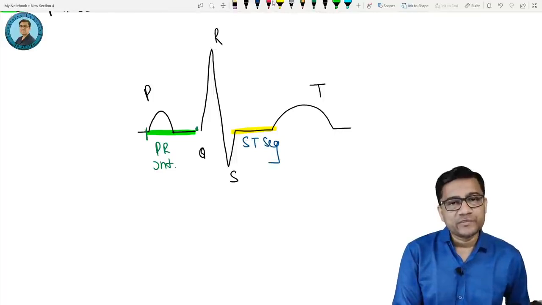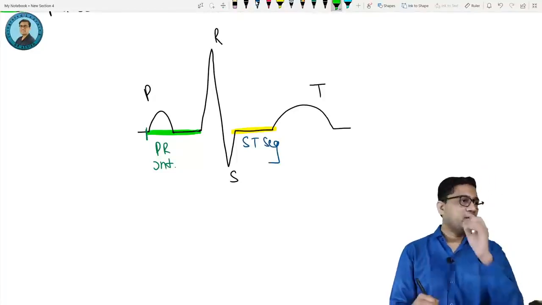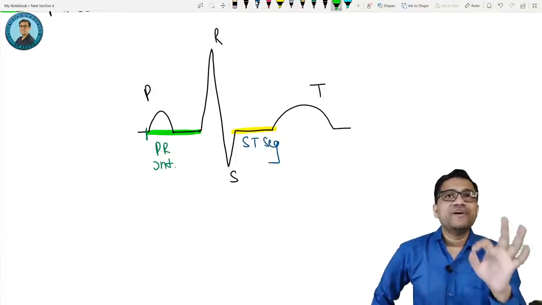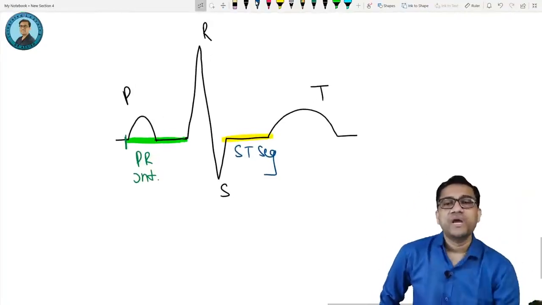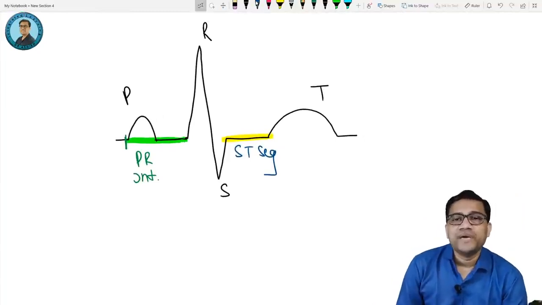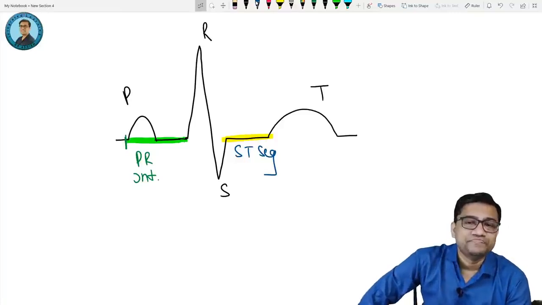So let me make one more adjustment. In case there is no Q wave, then it will be like this only. Clear? So now it's easy. You can remember it from the start of this to R. Q is absent. Q is seen very rarely, maybe in V5, V6, otherwise not seen. Now, is it clear? So PR interval and ST segment.